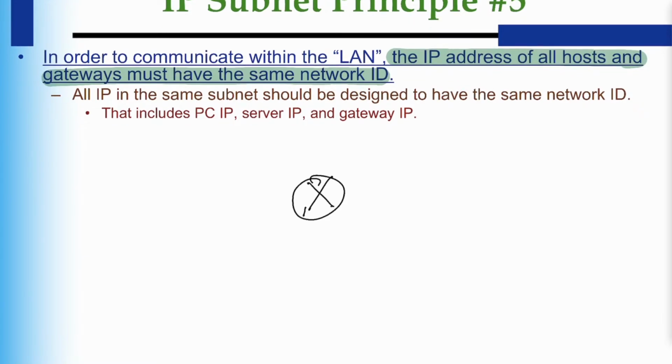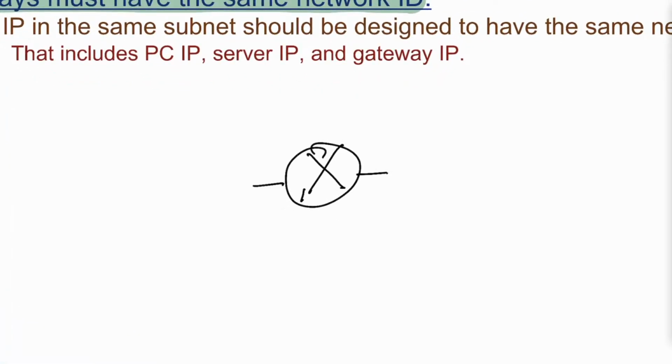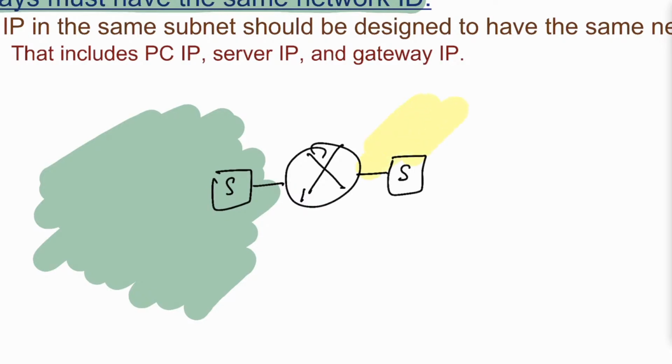Let's say this is a router, okay? We know that every time you have a router, you will have a new network. So if I do something like this, I connect both sides of this router to a switch. I know that here, this is one network. On the right, there is another network. Now principle number 5 says that if you are in the same network, so if I am PC0 and you are PC1, then we need to have the same network ID.